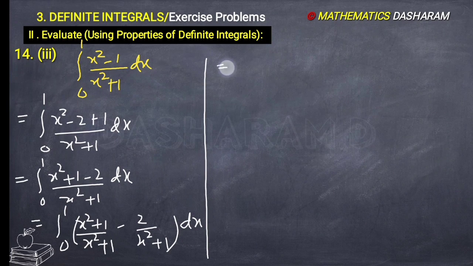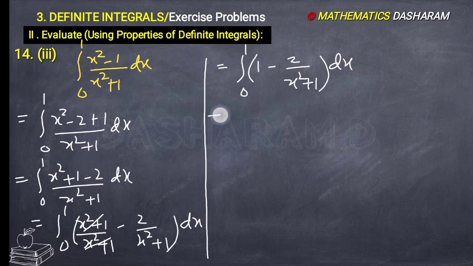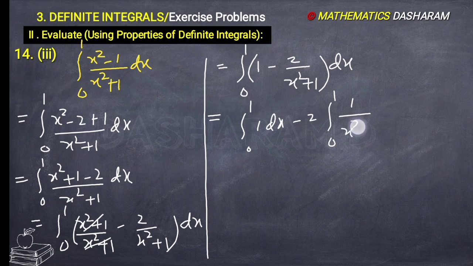Now it is equal to, here both are cancelled, integration 0 to 1 of 1 minus 2 divided by x square plus 1 whole dx. Now we can apply the integration for each term separately. Integration 0 to 1 dx minus 2 into integration 0 to 1 of 1 by x square plus 1. We can write 1 as 1 square, otherwise we have a direct formula. Integration of 1 dx is x, 0 to 1.